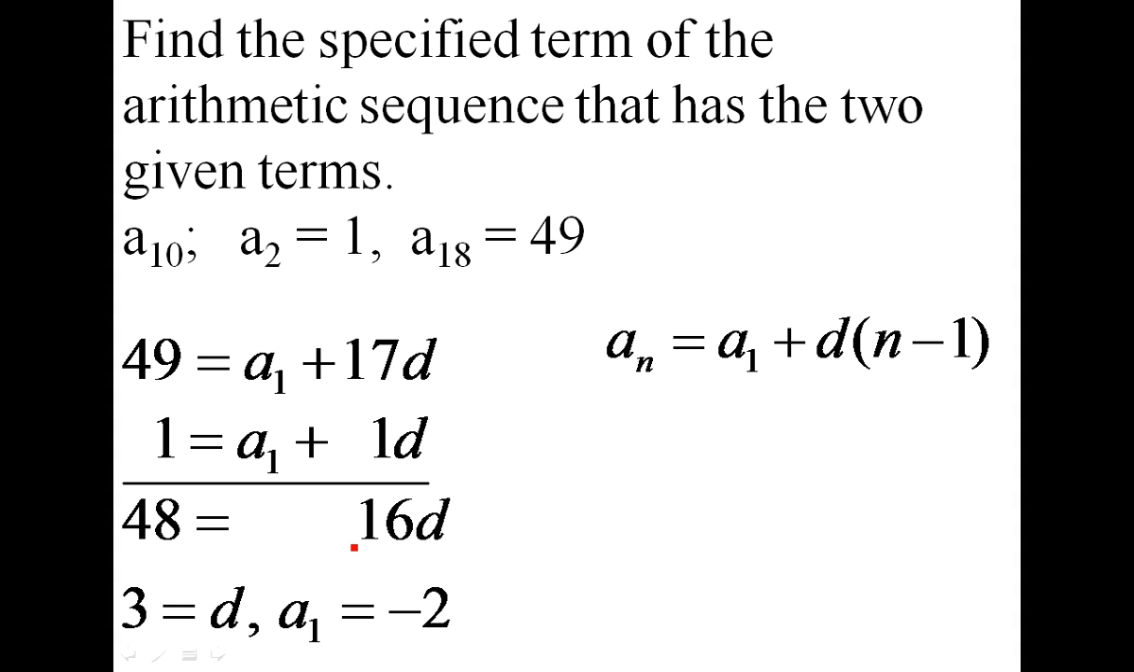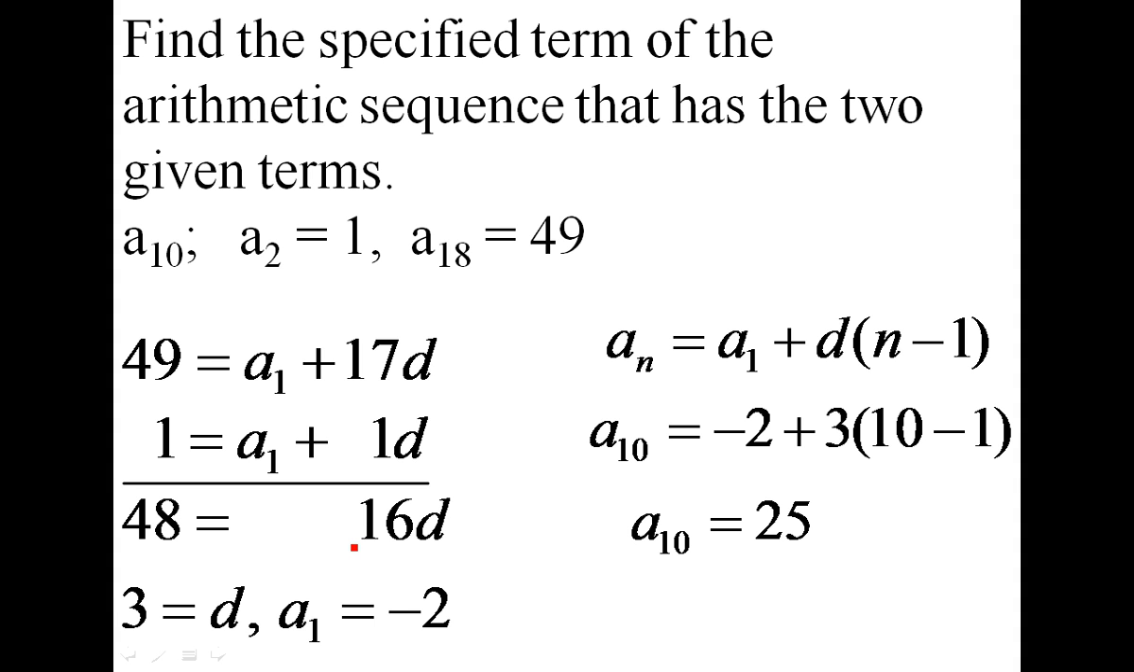That's how it works. Well, yeah, there's lots of ways of doing it. This is just one way. This way is probably more universal than any other way. So, you take that, put it in the equation. The first term is negative 2. The difference is 3. You're looking for the 10th term, so you take 10 minus 1. Do your arithmetic, and you get 25.